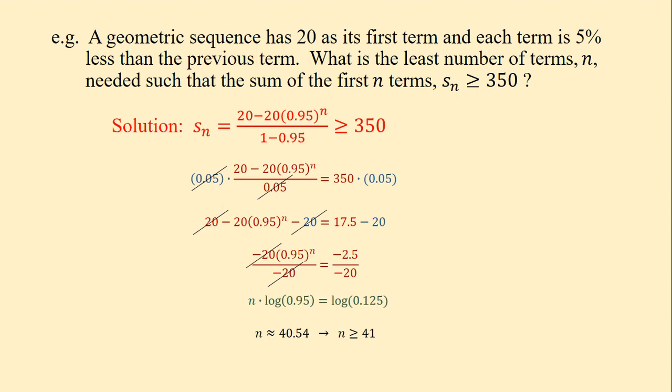Since n is a subscript, it should be a counting number, so I can't leave it 40.54, so I have to round it. And in this case, I'm going to round up no matter what the decimal would be, because I wanted the terms to be at least 350 for the sum. So n would have to be greater than or equal to 41. So therefore, n equals 41, or it would take 41 terms in order to get the sum to break the 350 mark.